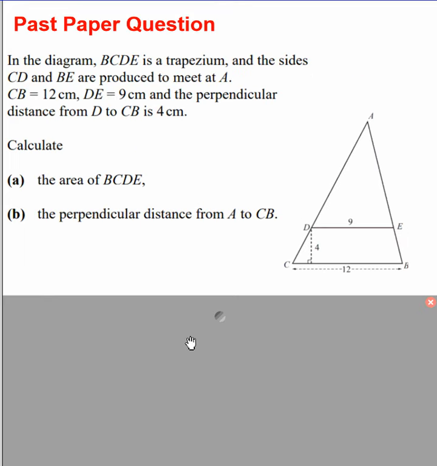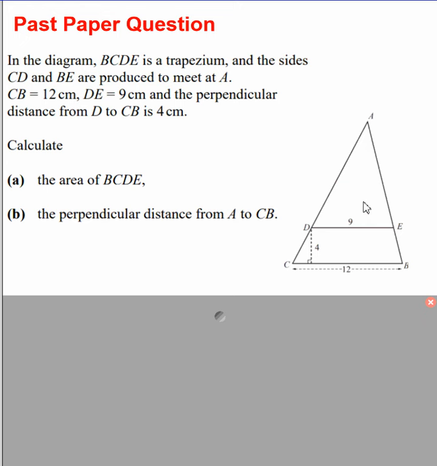So let's just start. I have taken 3 questions here. Here is the explanation of this question. You have to find the area of BCDE. This is a trapezium. After that, you have to find the perpendicular distance from A to CB. By the way, if you get the answer of this while finding the area, there's no harm. In this part, you can just mention the value.